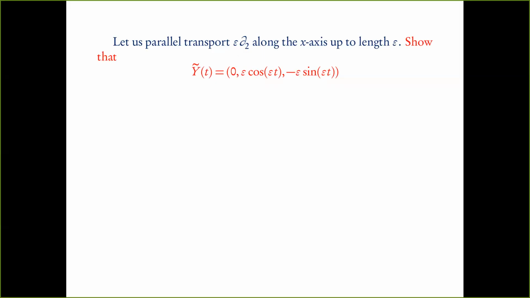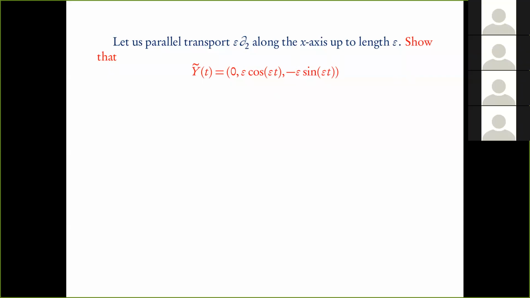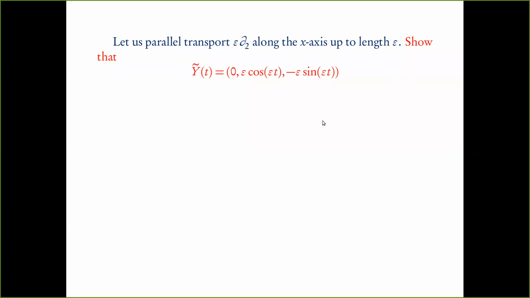All right. So I'll just pause here for a minute. Just make sure that you understand why you expect this to be the case, and then later on you can go back and check that this is indeed the parallel transport. Is that clear? Okay. So you expect this kind of rotational phenomenon.